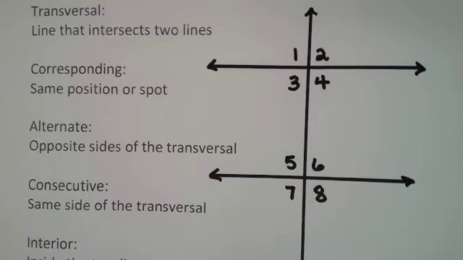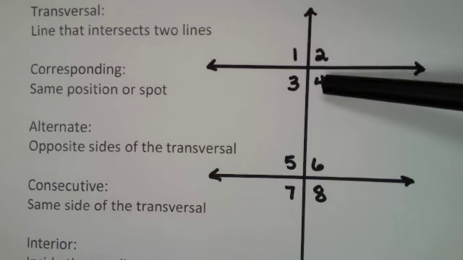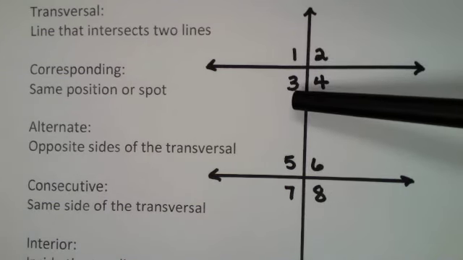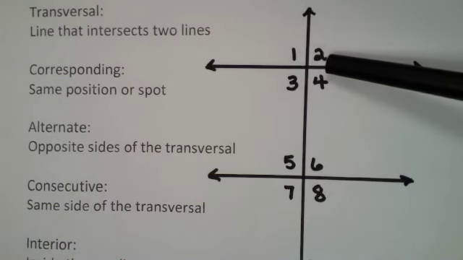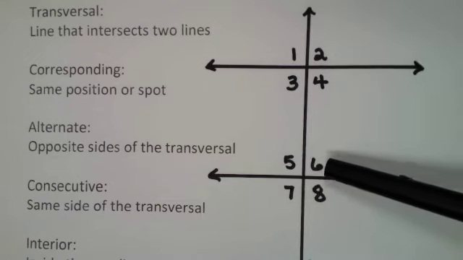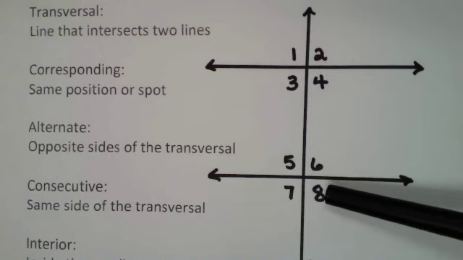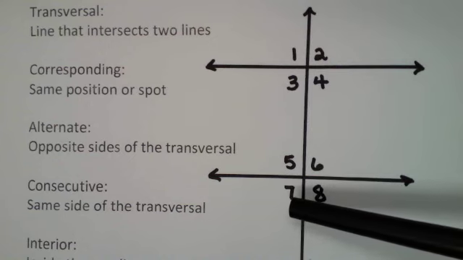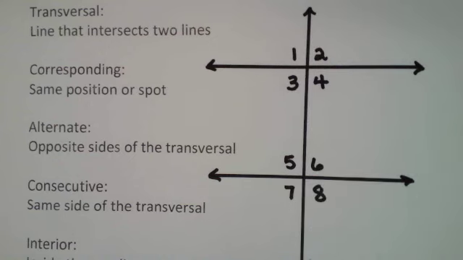We also have linear pairs. 2 and 4 is a linear pair. 4 and 3, 3 and 1, 1 and 2. Same down here. 5 and 6 are a linear pair. 6 and 8 are a linear pair. 8 and 7 are a linear pair. 7 and 5 are a linear pair.